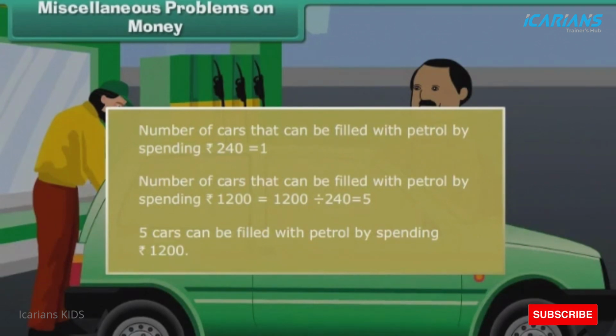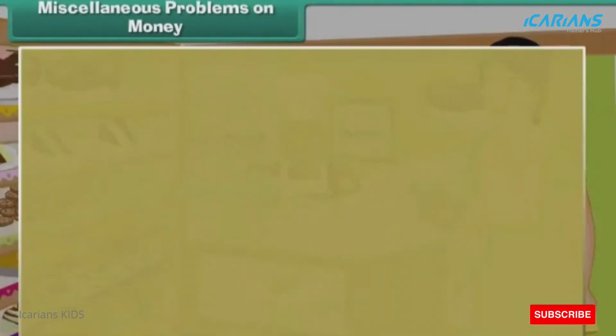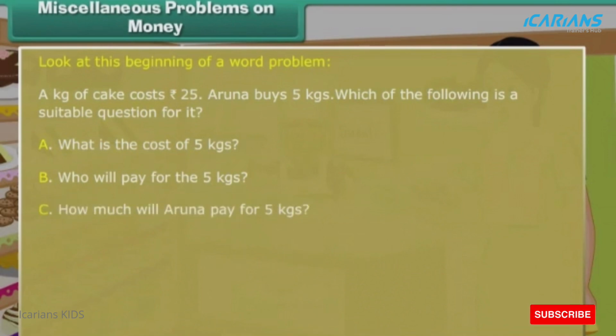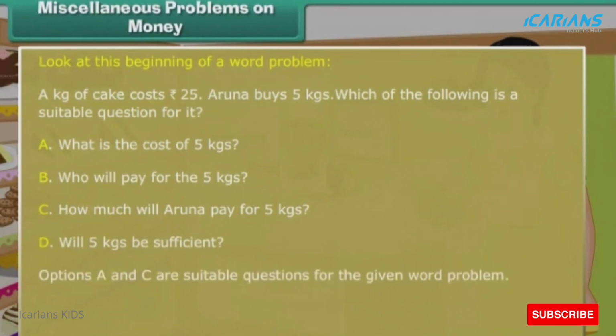So far, we have answered questions given to us. Let us now frame some questions. Look at this beginning of a word problem. A kilogram of cake costs 25 rupees. Aruna buys 5 kgs. Which of the following are suitable questions for it? What is the cost of 5 kgs? Who will pay for the 5 kilograms? How much will Aruna pay for 5 kilograms? Will 5 kilograms be sufficient?